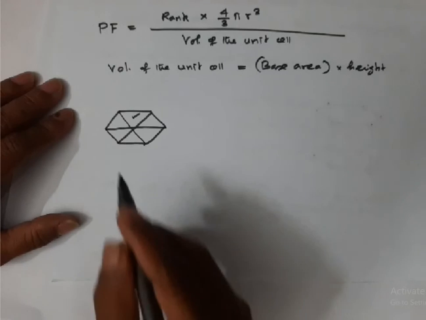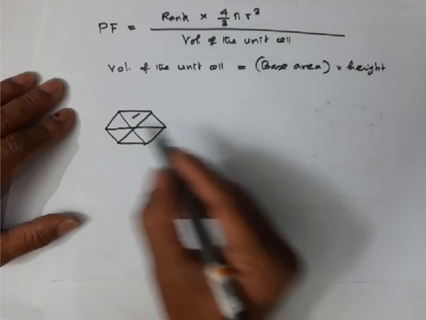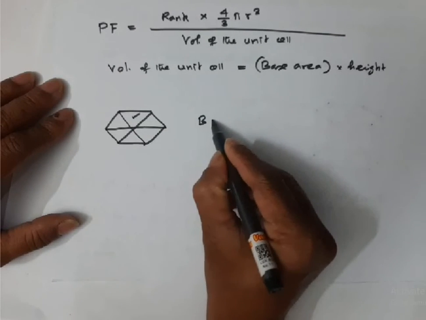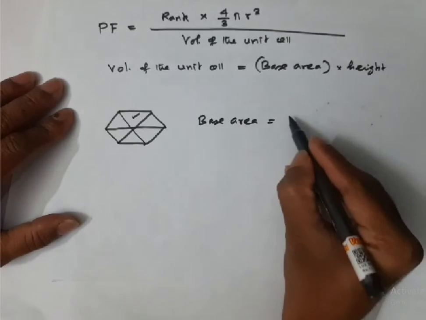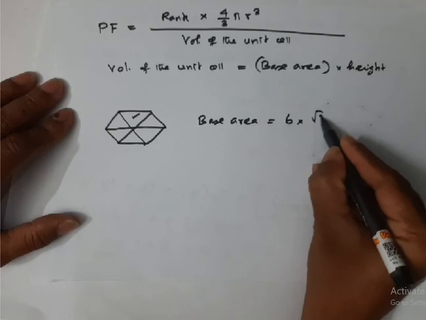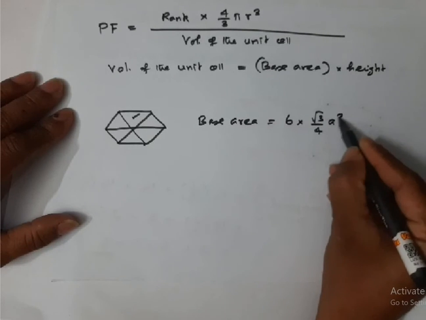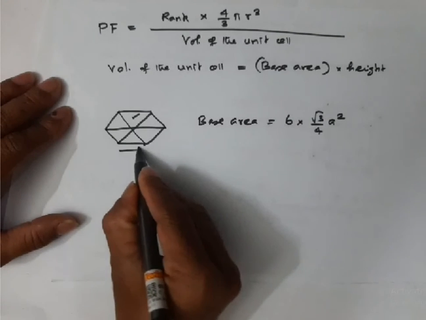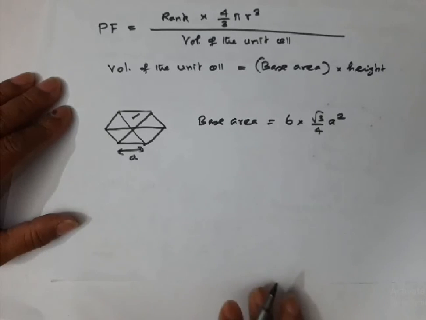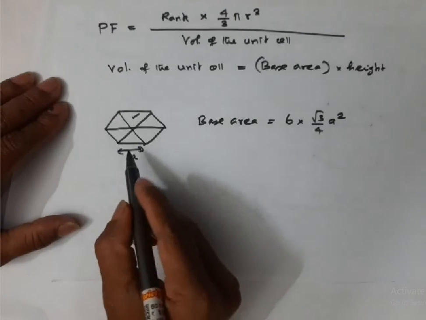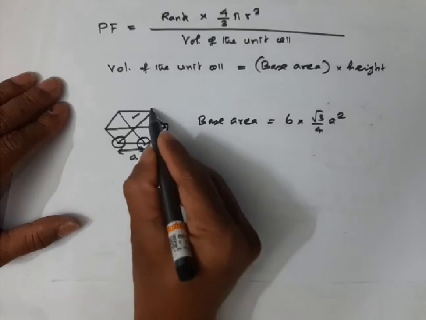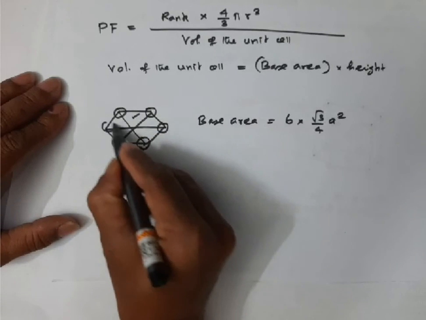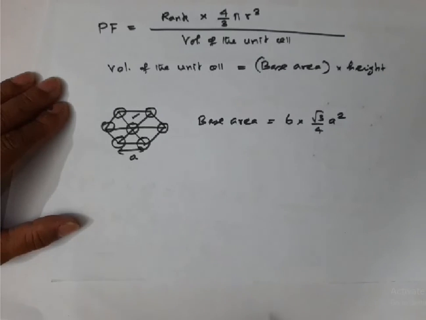Therefore, the area of this hexagon, also called the base area, is nothing but 6 equilateral triangles, so 6 into root 3 by 4 a square, where a is the edge length. And remember, here we have an atom, here we have an atom, here we have an atom. So all the corners are occupied by atoms, and we have an atom at the center.